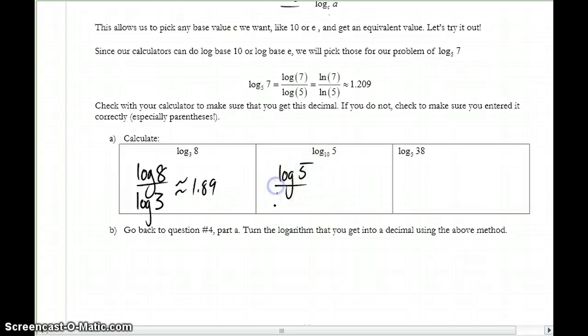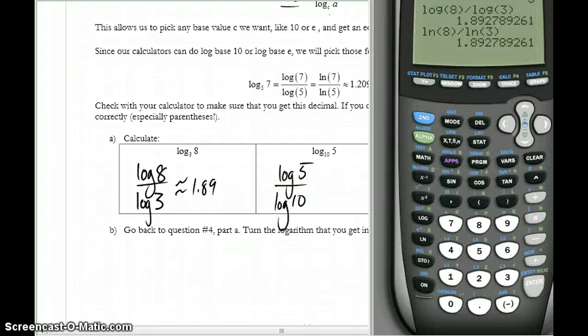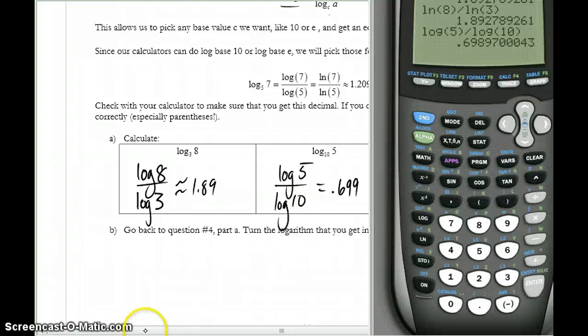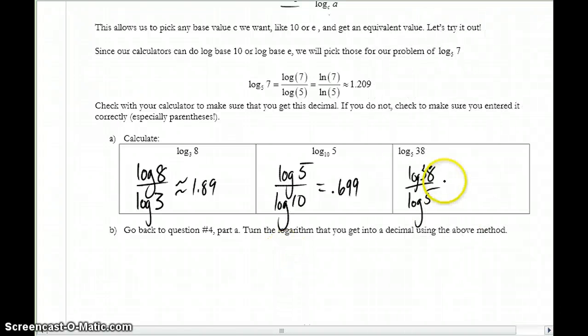Same idea here. Log of the input divided by log of the base. So we do log 5 divided by log 10, which is about 0.699. And then the last one, log 38 over log 5. We get log 38 divided by log 5. That's about 2.26.